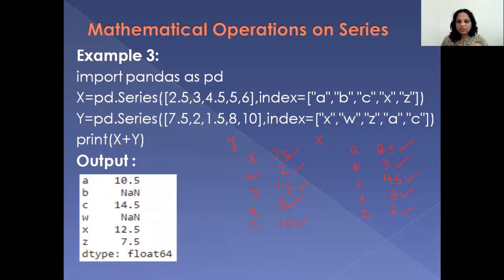Look at the screen carefully. In X, A is 2.5 and in Y, A is 8. So 8 plus 2.5 is 10.5. We had a B in X, but we did not have a B in Y, so NaN, and so on.